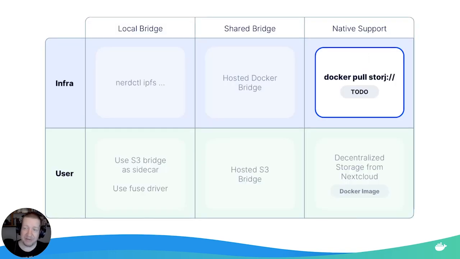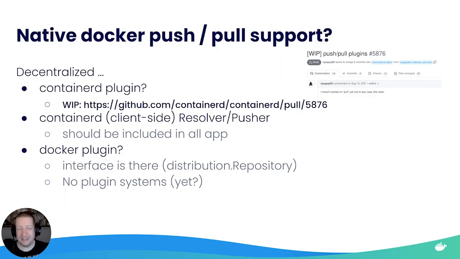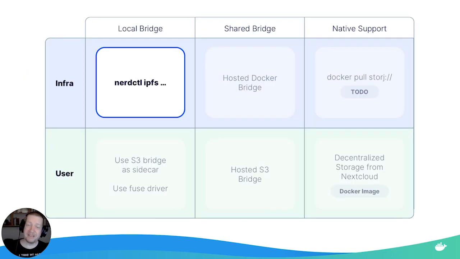If we are talking about native support at the infrastructure level, like Docker pull directly from decentralized storage, unfortunately, this is way harder. And there are different types of attempts, like creating a container plugin. There is a work-in-progress pull request, or a client-side resolver parser. So at the programmatic level, there are multiple approaches. Unfortunately, none of them work out of the box right now. So what can we do?